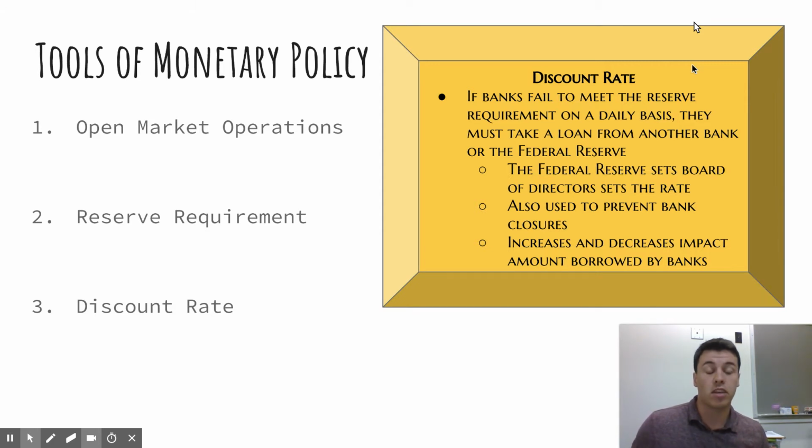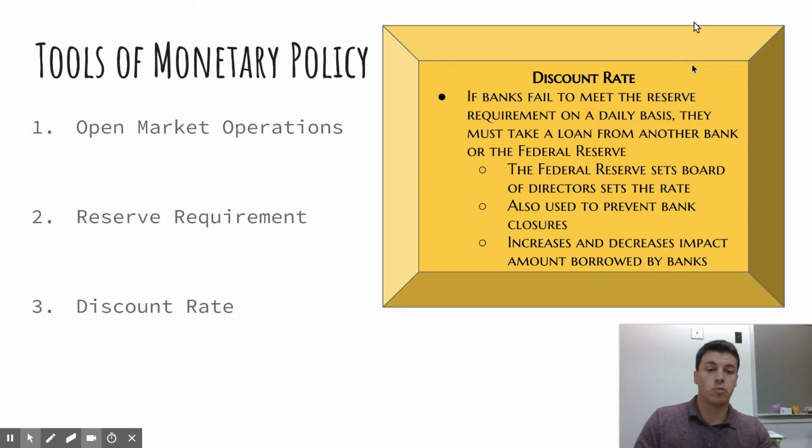But that impacts all the interest rates we get on our homes, our cars, our credit cards. It all comes back to the federal funds rate and the discount rate. The board of directors sets the discount rate. This is also used as a last resort to protect a bank from closing and people losing their money. And this also impacts the amount of money that banks are able to borrow and how much they're able to lend out to others.